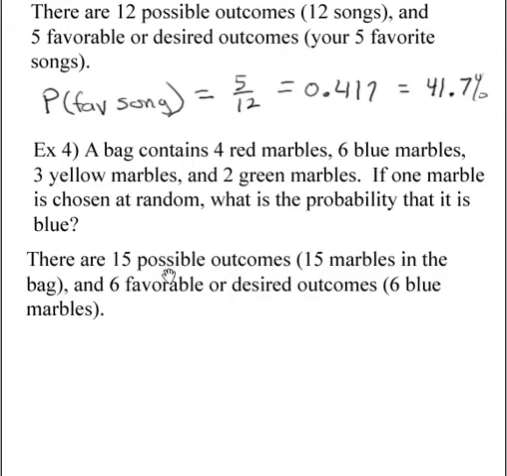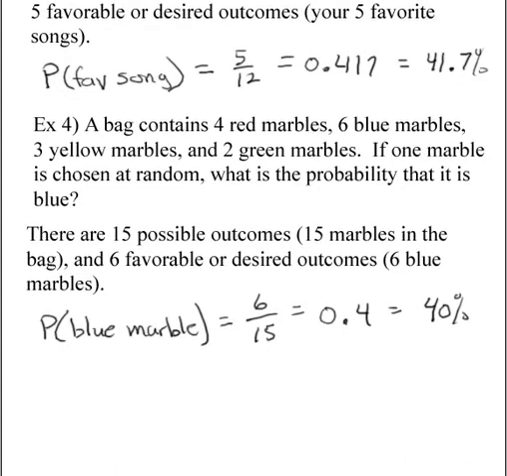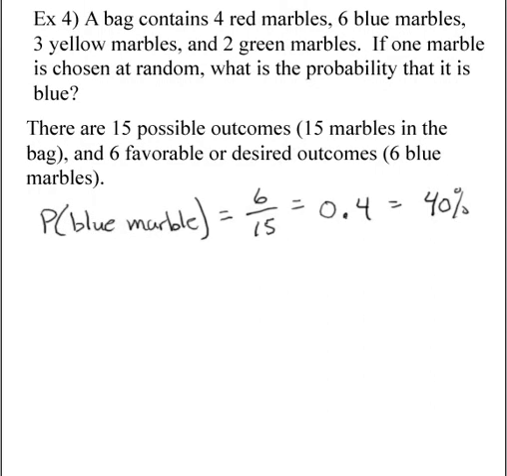Well, for our denominator, there are 15 possible outcomes because there are 15 marbles. 4 plus 6 is 10, plus 3 plus 2, 15 marbles. And the probability that it's blue, there are 6 blues. So the probability of drawing a blue marble randomly is 6 out of 15, because there are 15 marbles in total in that bag. When you divide that out in your calculator, you get 0.4, which is the same as 40%. So you've got a 40% chance of drawing the blue marble randomly.